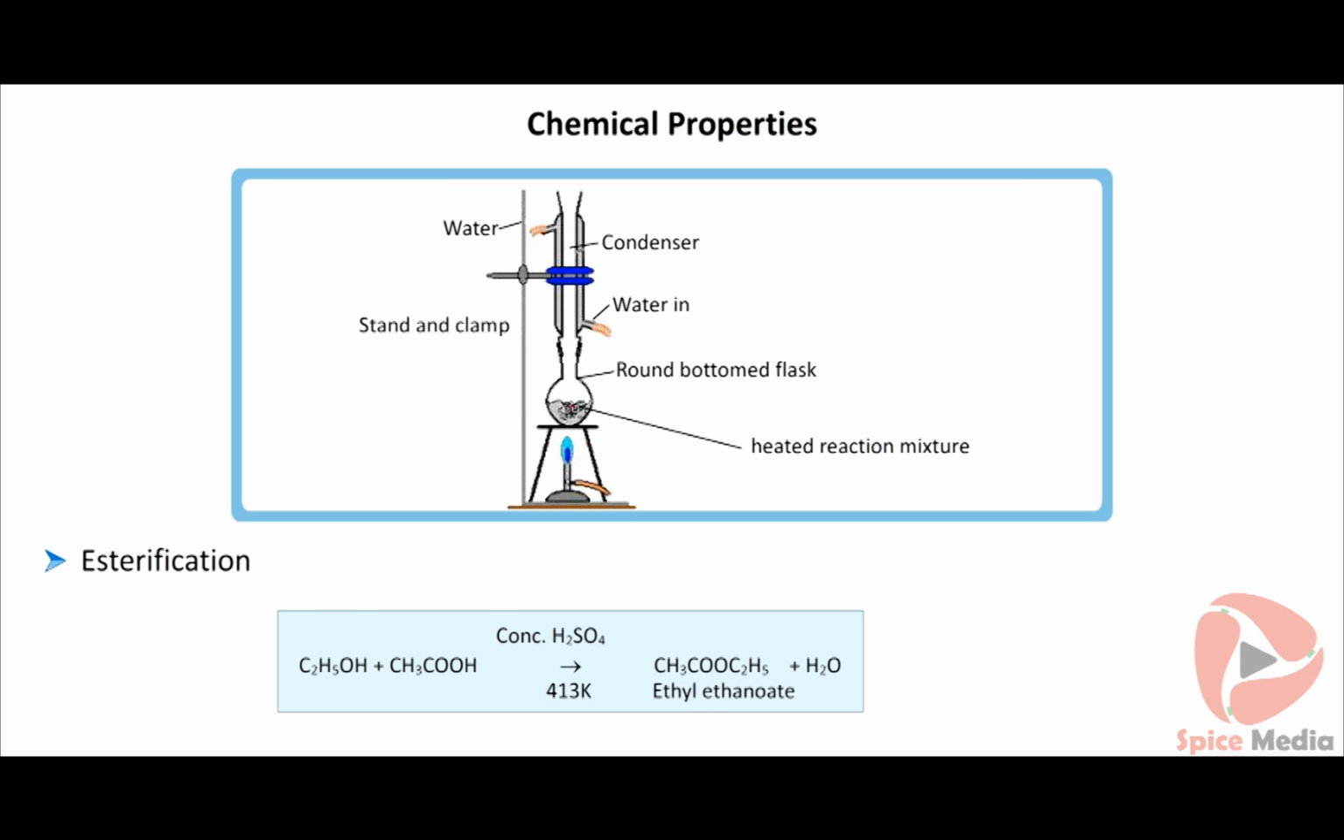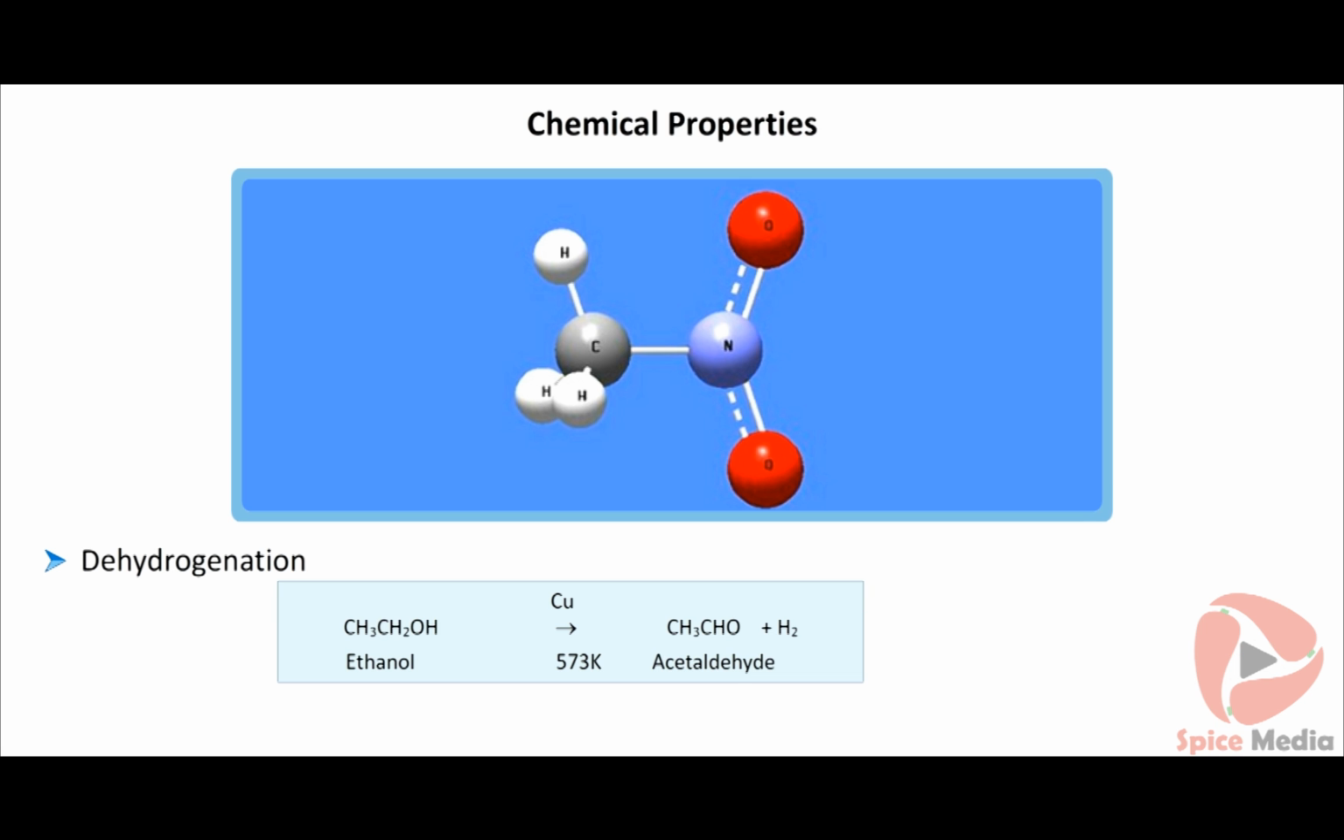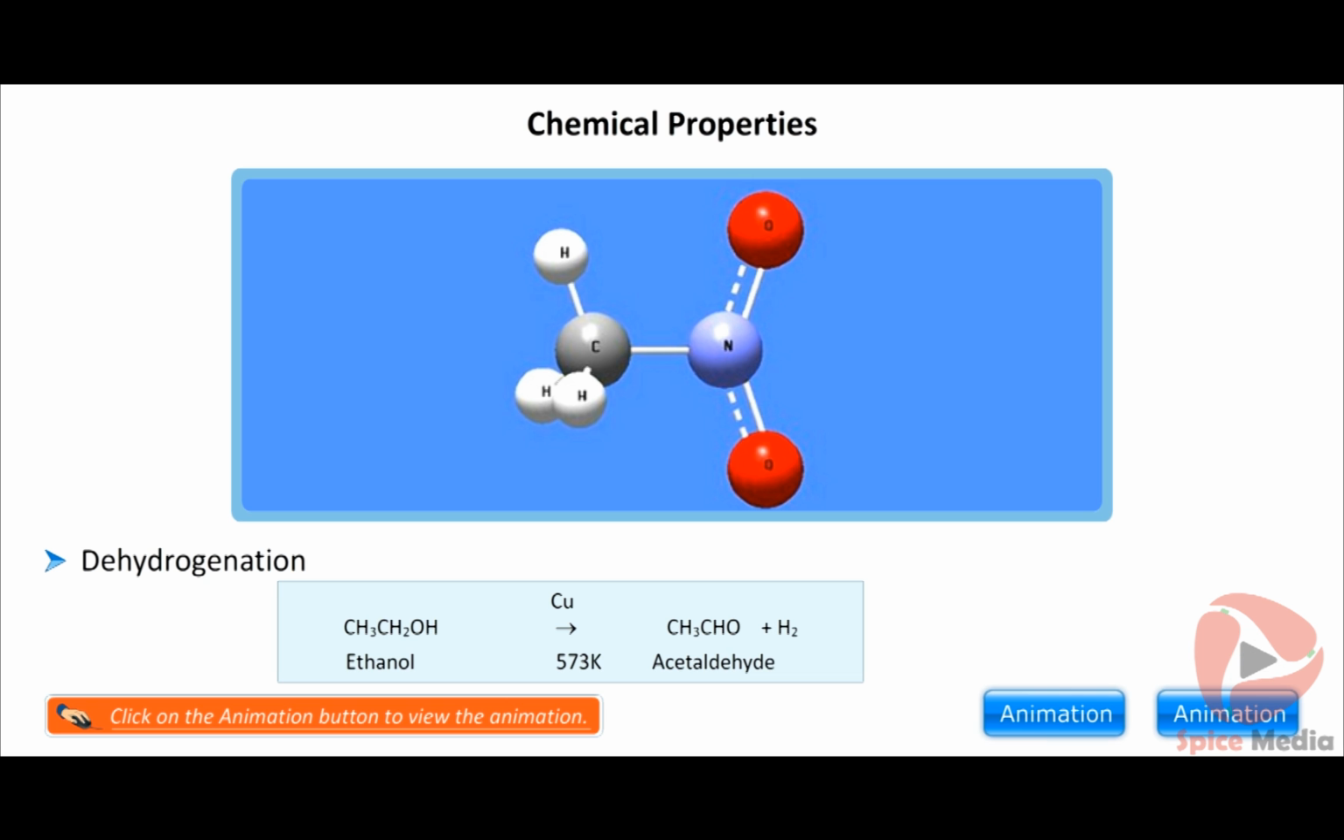Esterification. Ethanol reacts with ethanoic acid in the presence of concentrated H2SO4 catalyst to form ethyl ethanoate and water. The compound formed by the reaction of an alcohol with a carboxylic acid is known as an ester, a fruity smelling compound, and the reaction is called esterification. When the vapor of ethanol is passed over reduced copper catalyst at 573 K, it is dehydrogenated to acetaldehyde.